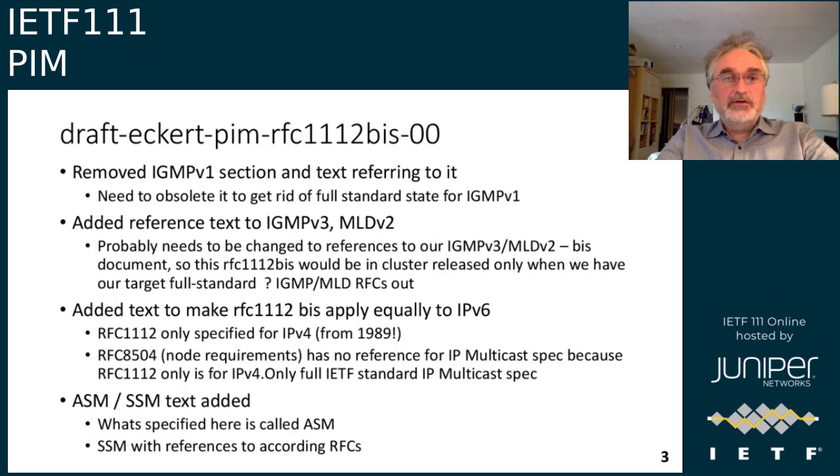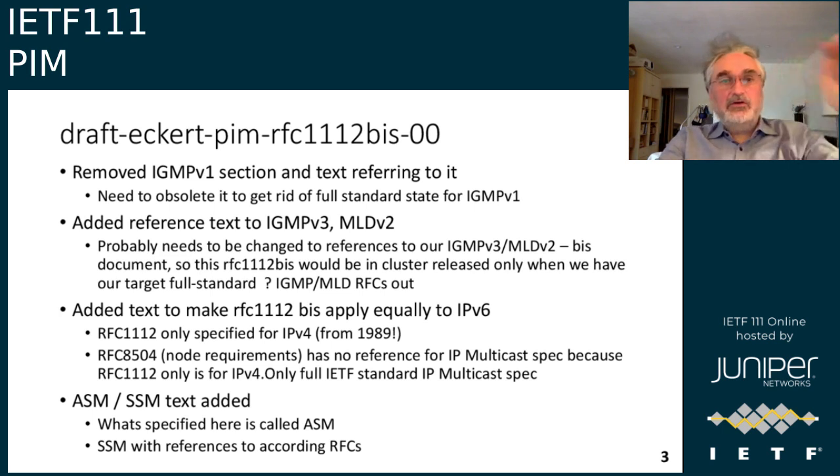So this is what I did for the 00 draft. Admittedly, it's all the simple stuff. I removed the IGMP v1 section and text referring to it, so that gets the main thing done. I added references to IGMP v2, IGMP v3 and MLD v2. Those, I think, would be replaced with references to the drafts that are meant to supersede them, so that ultimately we'll have a big cluster coming out together, all pointing to the right documents referential to each other.